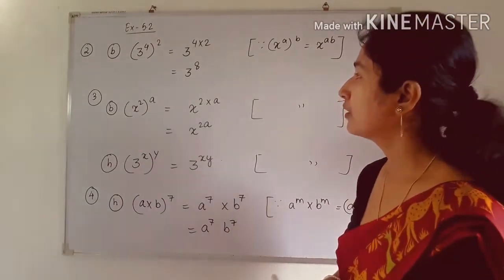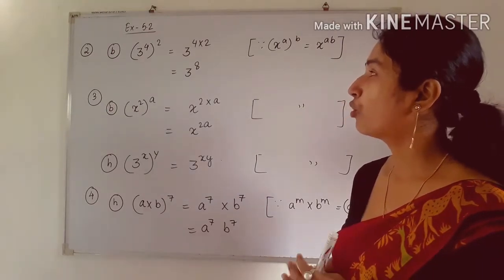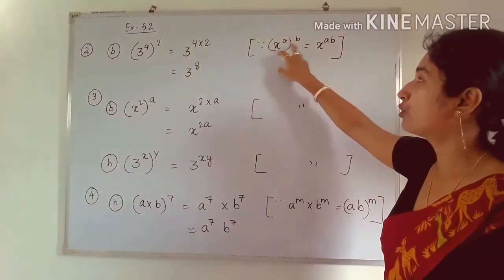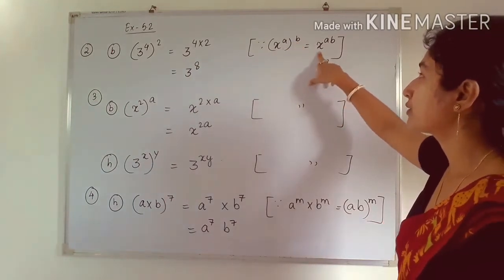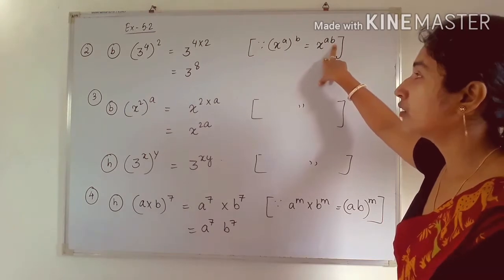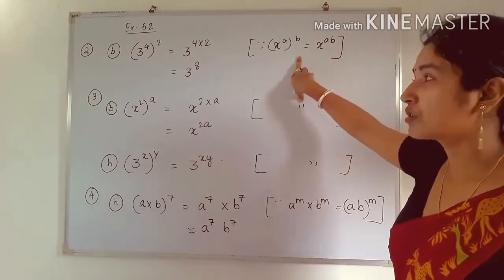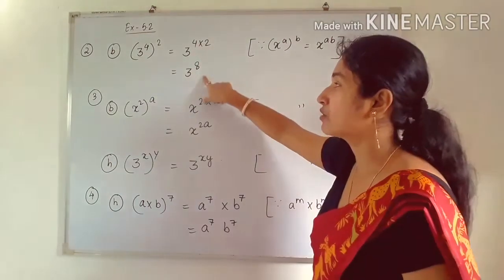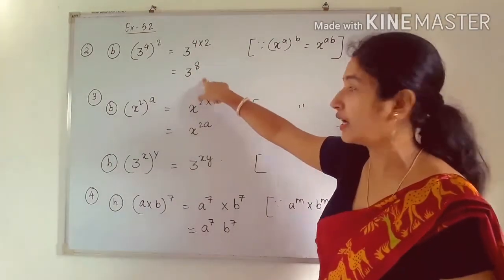So part B, 3 to the power 4 whole to the power 2. So here we are applying x to the power a whole to the power b, which is equal to x to the power a into b. So we can multiply the powers according to this law. So here what we have to do is multiply the powers, 4 into 2 will be 8. So the final answer is 3 to the power 8.